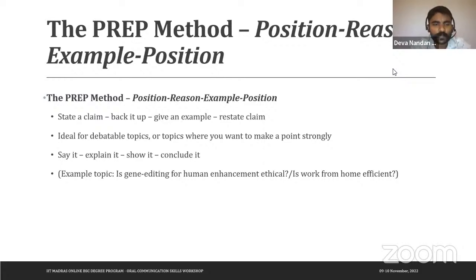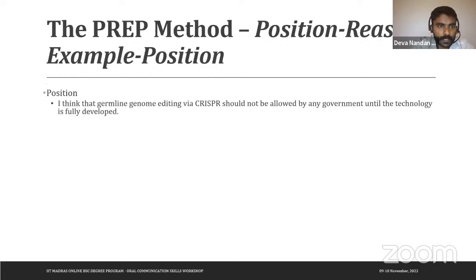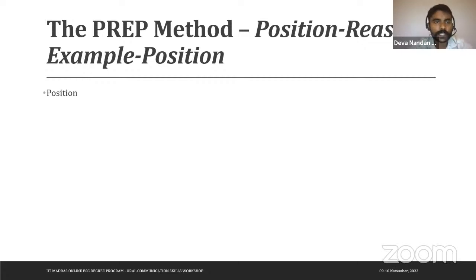One of the example topics that one could use is gene editing for human enhancement: ethical or not? A less contentious topic would be, is work from home efficient? So in this, the question that we are looking at here as an example is, is work from home efficient? So what do you think would be the position or the claim here?